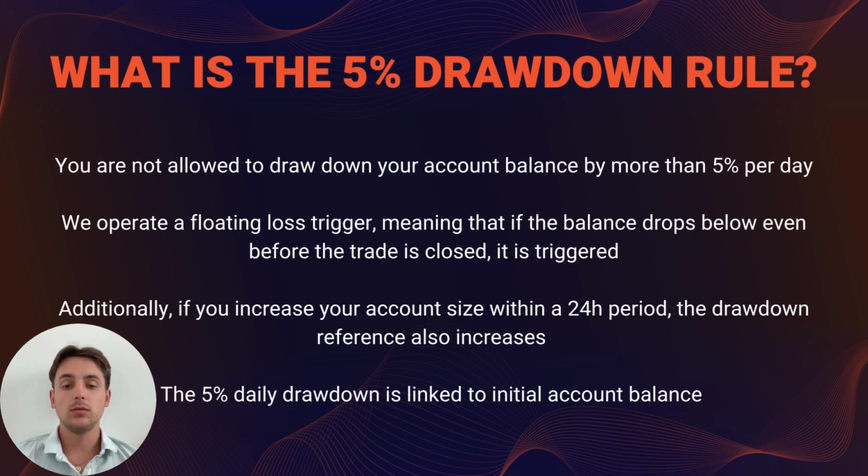It also means that if you increase your account size within a 24-hour period, the reference point for the drawdown rule also increases, and I will get to this in an example in a little bit. And all 5% drawdowns and also other drawdown rules are referenced to the initial account balance. So, for example, the 5% rule on a £100,000 account would be £5,000.